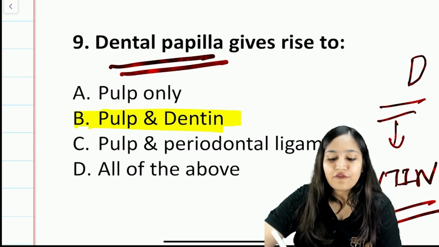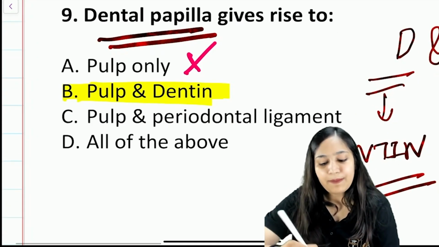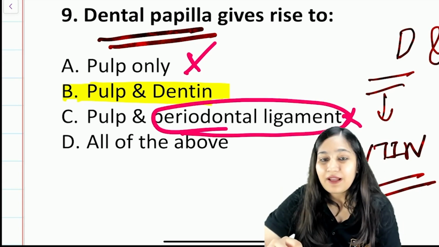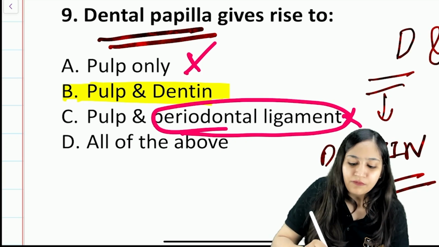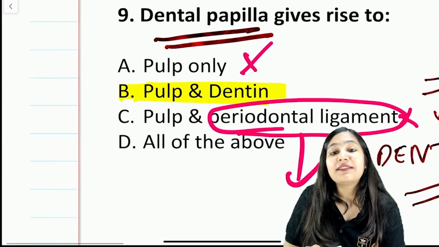Dental papilla cannot form pulp alone. It forms pulp as well as dentin. Pulp and periodontal ligament? No. Because is PDL derived from dental papilla? No. It is derived from dental sac. Periodontal ligament is derived from dental sac.